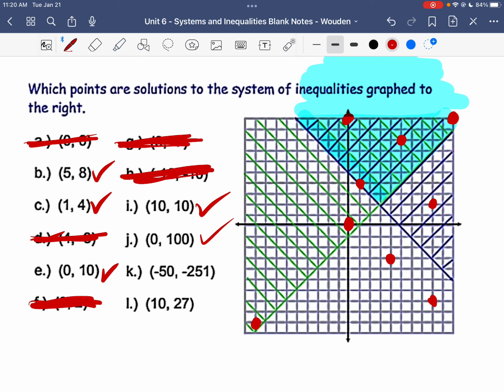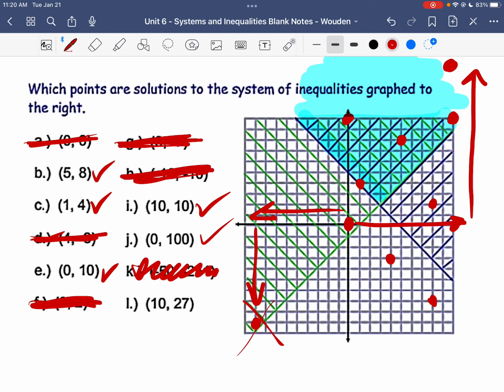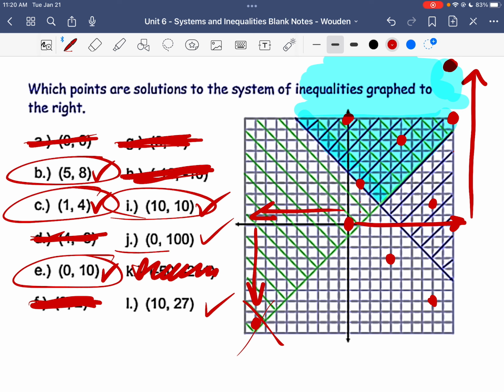Okay, (-50, -251). We go left and then we go down. That is for sure not going to be in our shaded area. Okay, (10, 27). So we go to the right 10 and up 27, which should be somewhere up here. And yes, that is in our shaded blue area. Okay, cool. So we just found all the solutions. I will circle them. These are solutions to my inequalities.